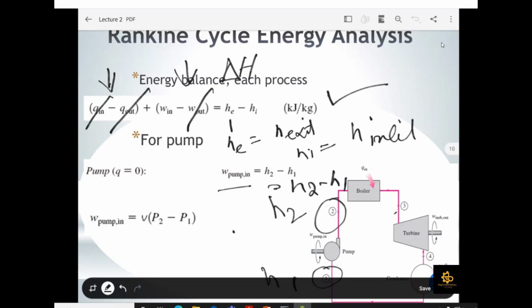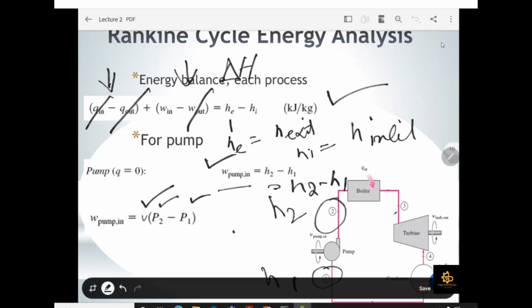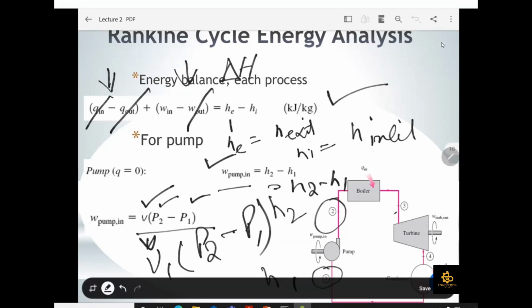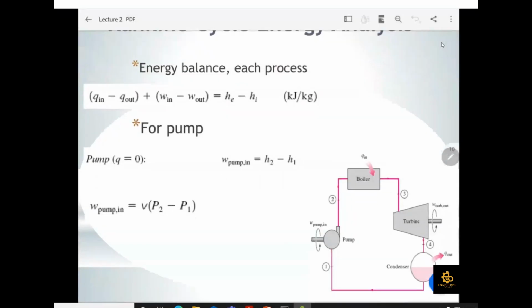Okay, so then another form of equation for the same pump is that the work supplied to the pump is your specific volume times P2 minus P1. This comes from your thermodynamics 1 course, so it will not be new. But the important thing here is that this specific volume is at your state 1. If pressure 2 and pressure 1 are known to you, you can easily find the work supplied to your pump. So this is how you can find it.